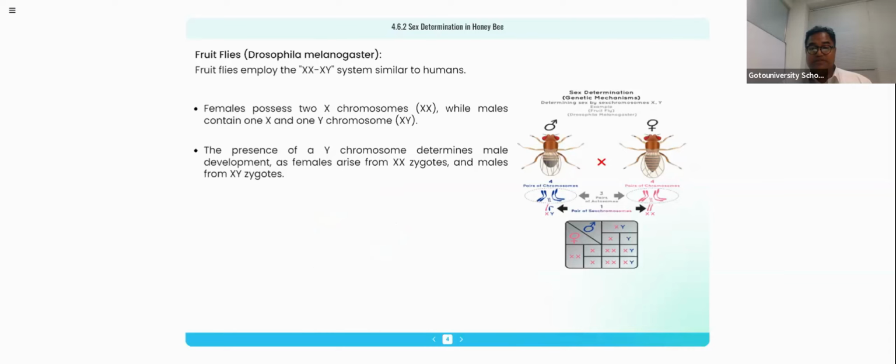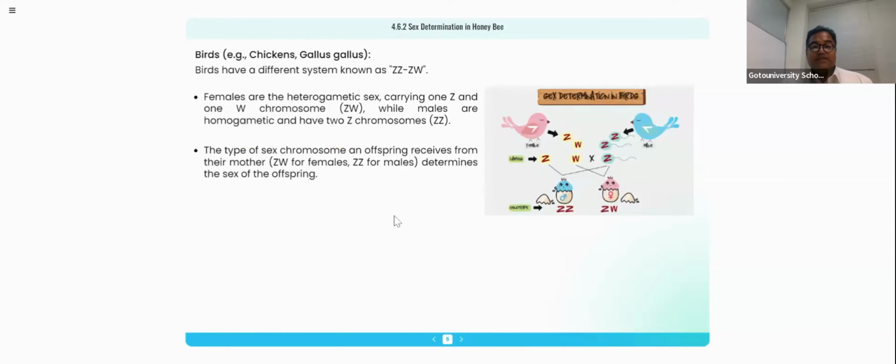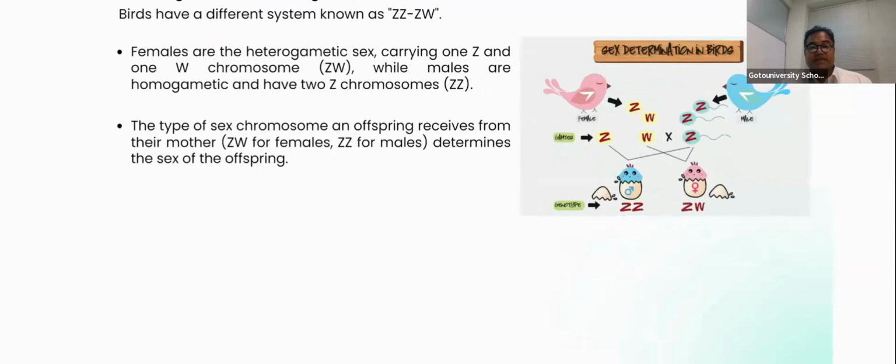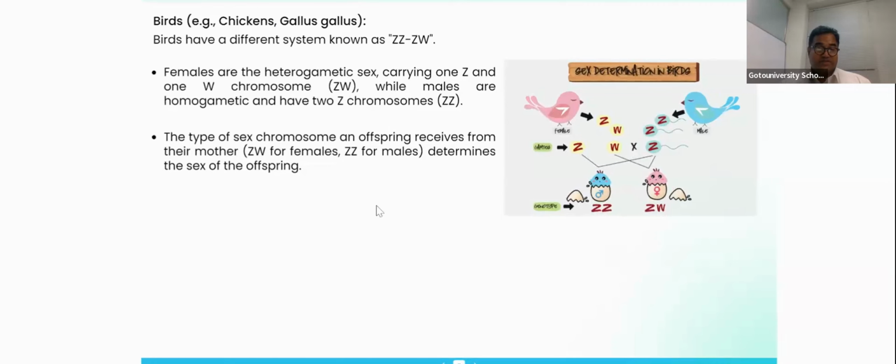Now we come to the next important concept in sex determination. If anyone has any doubt, please post the question in the Q&A session. In birds, basically chicken and Gallus, we do not observe homogamety and heterogamety as in human beings. We observe heterogamety in the female and homogamety in the male, which is totally different from human beings.